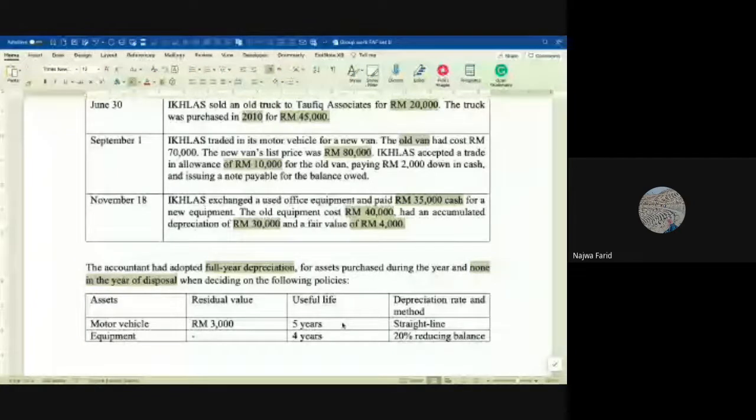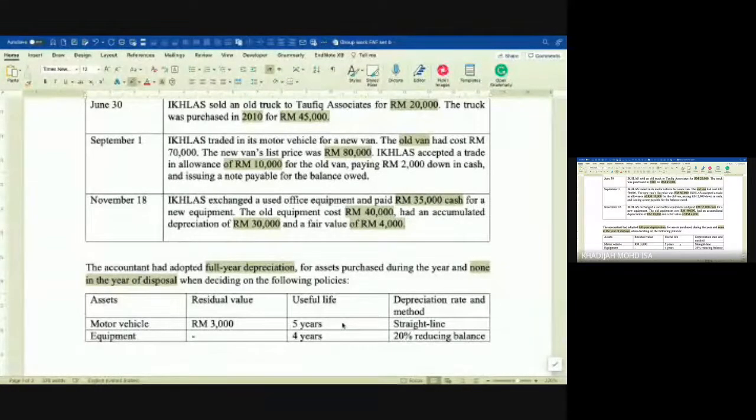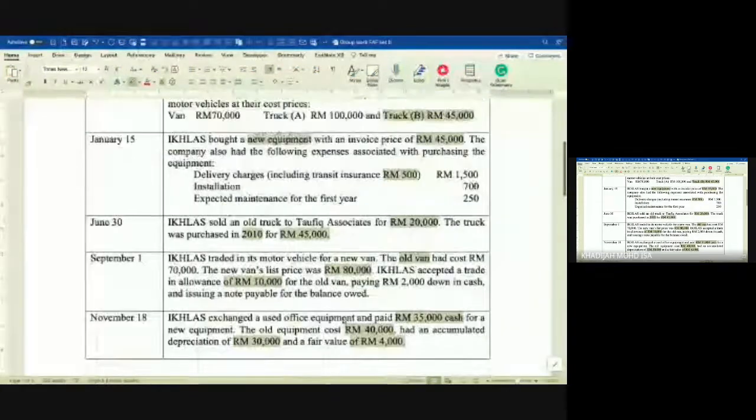8,400. Divide by 5... what did I get? 45,000 minus 3,000, divide by 5. 8,400 per year. Is it? So 8,400 depreciation per year. So how many years do you have to depreciate?